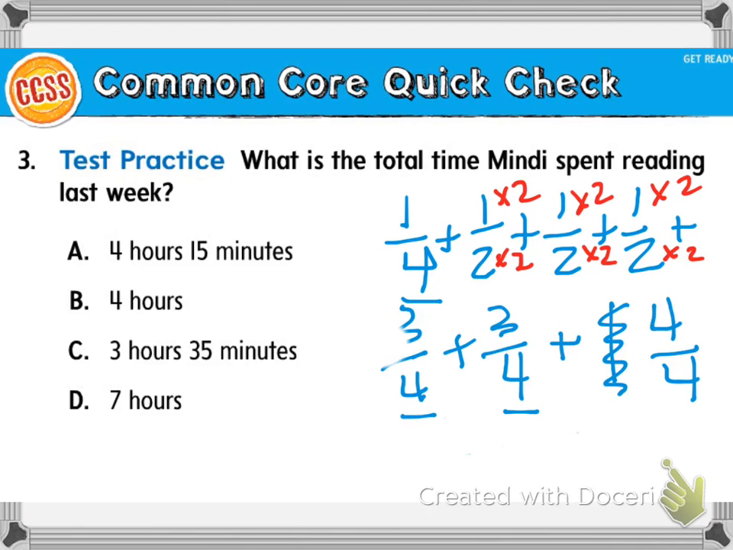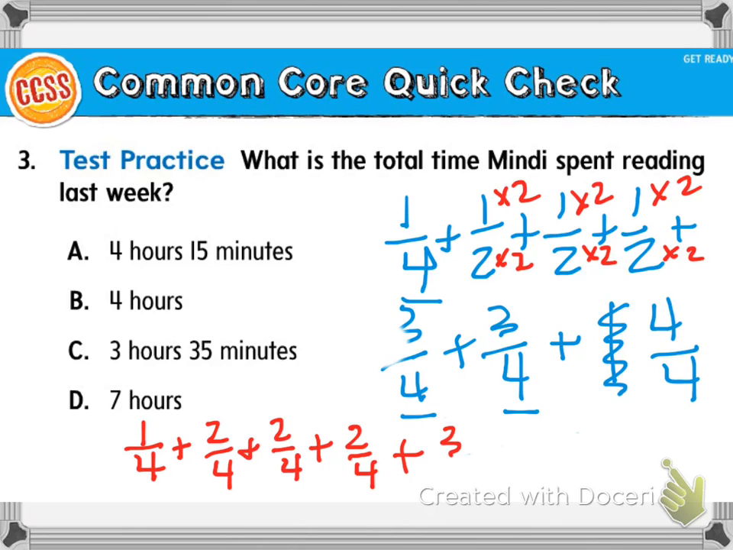So now if I rewrite what I have: 1/4 plus 1 times 2 is 2, 2 times 2 is 4, so 2/4 plus another 2/4 plus another 2/4 plus 3/4 plus 3/4 plus 4/4.